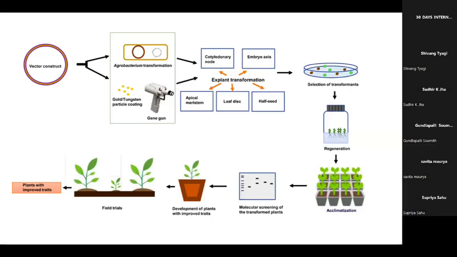Those plants which are positive for the molecular screening are moved further for development, and then field trials will take place, and other procedures will be followed for its release. So this is just a gist which shows that whichever method you follow, this is the mode by which you have to develop a plant if you are going for genetic transformation.